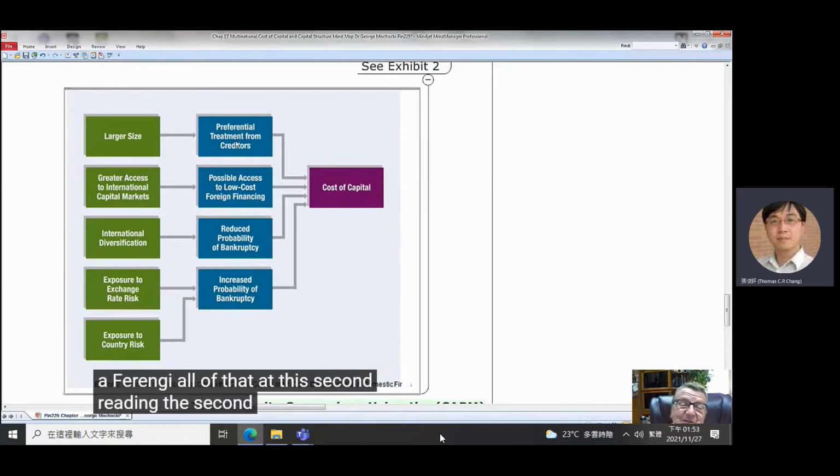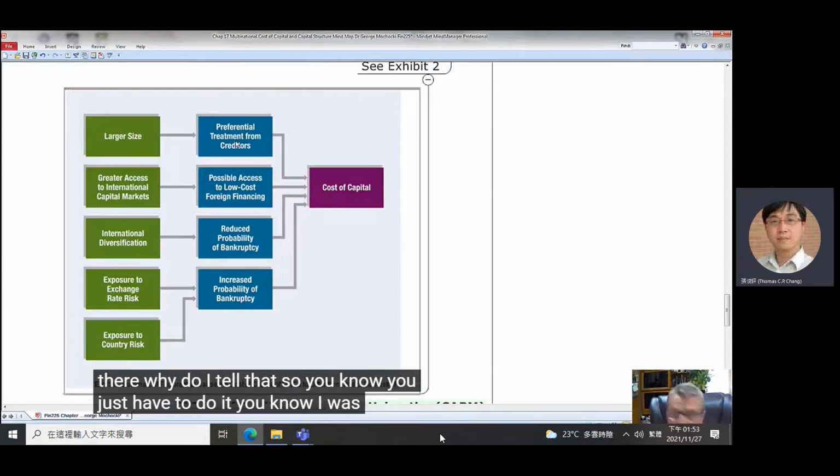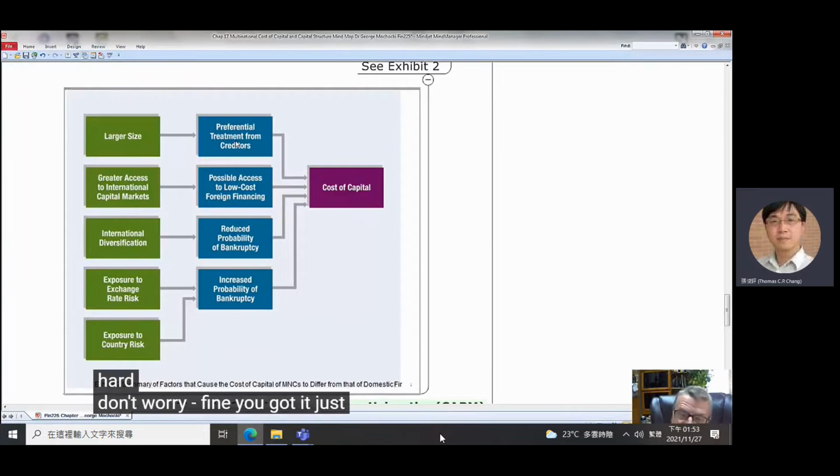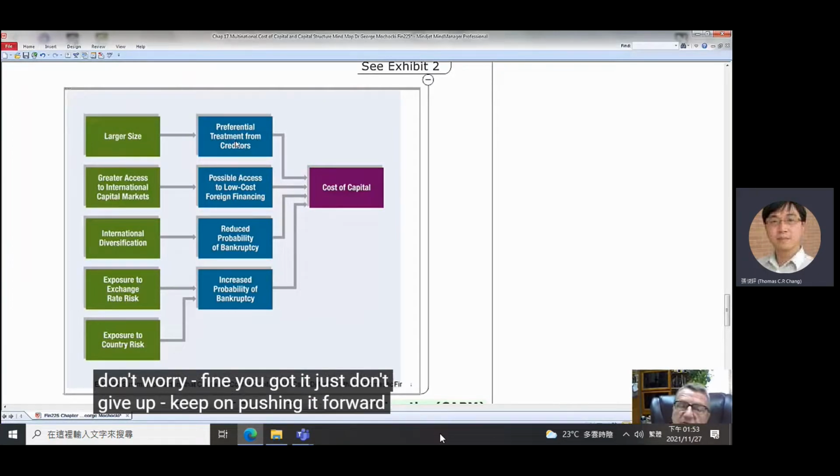I just said, remember, English is a second language, and I am dyslexic, so some words I turn around, and I've got to refocus back in there. So you just have to do it. I was successful, but you just have to work a little bit harder. Someone else picks it up on the first try; for others, it's hard. Don't worry, you'll do fine. Just don't give up. You keep on pushing it forward. I'm always trying to get you to it. Look, you're already in chapter 17 out of 21 chapters. You've gotten this far. Keep it up, okay?